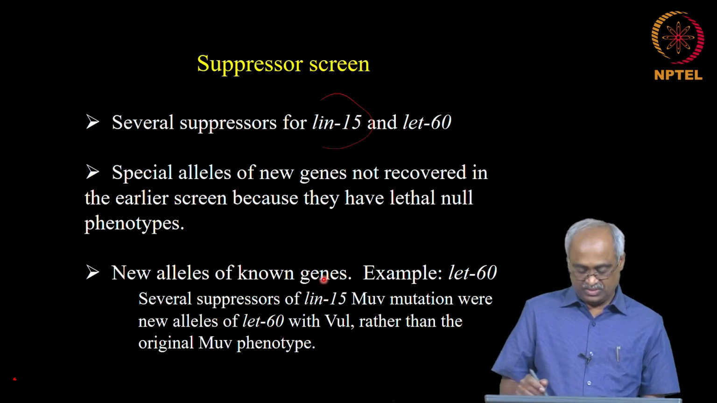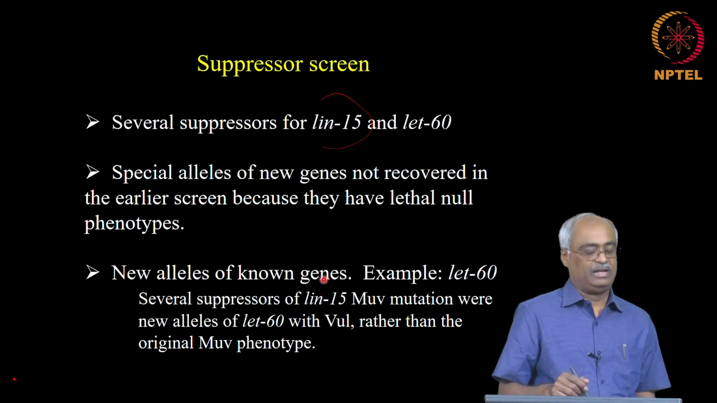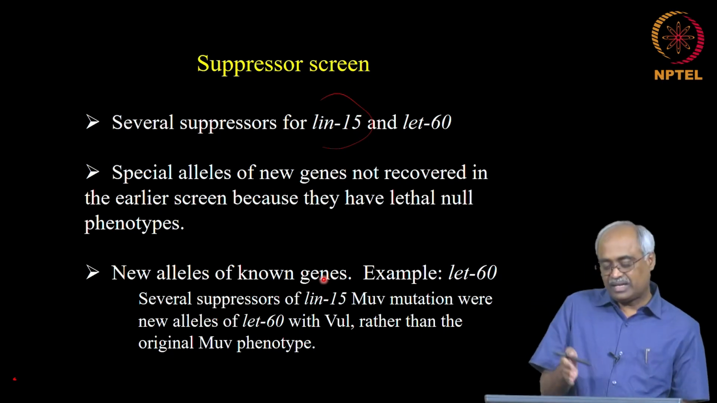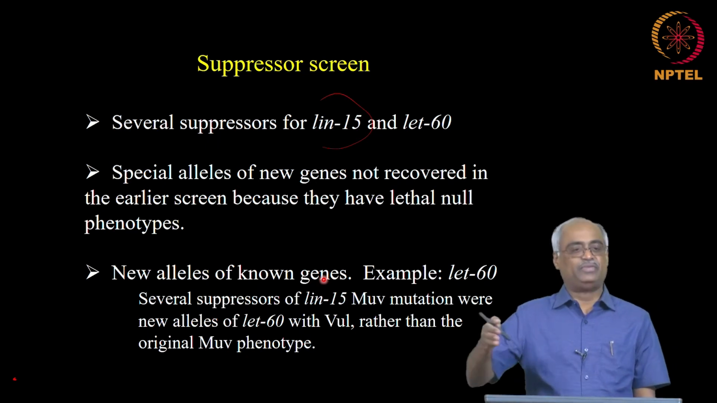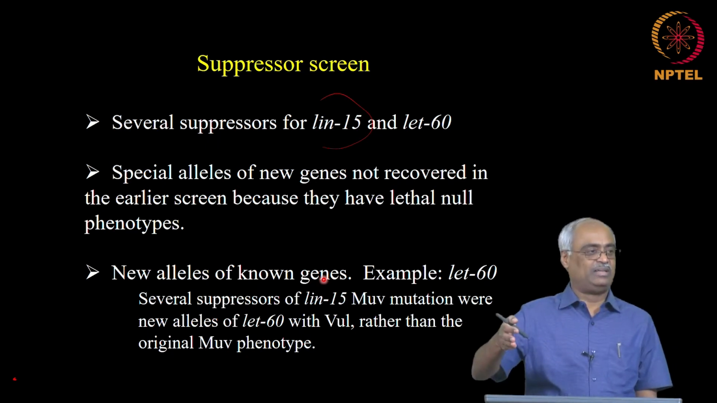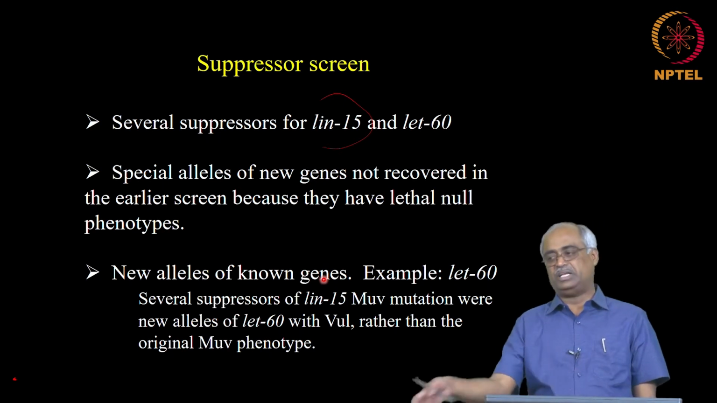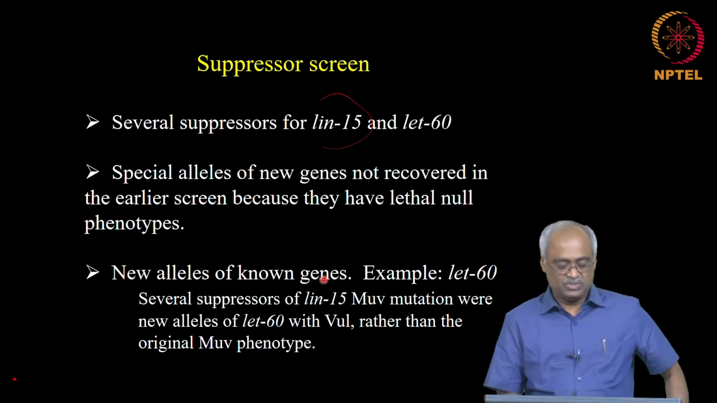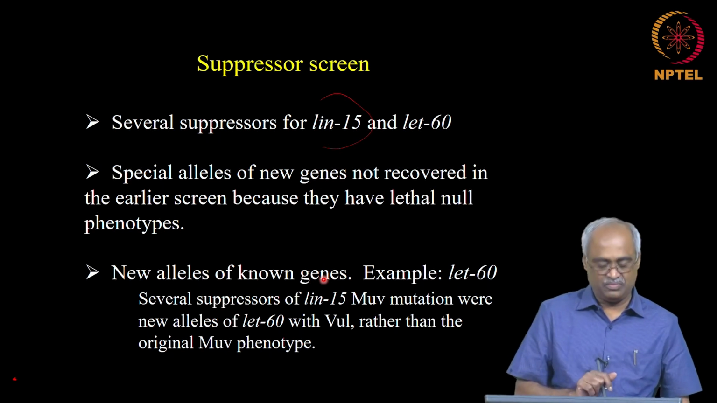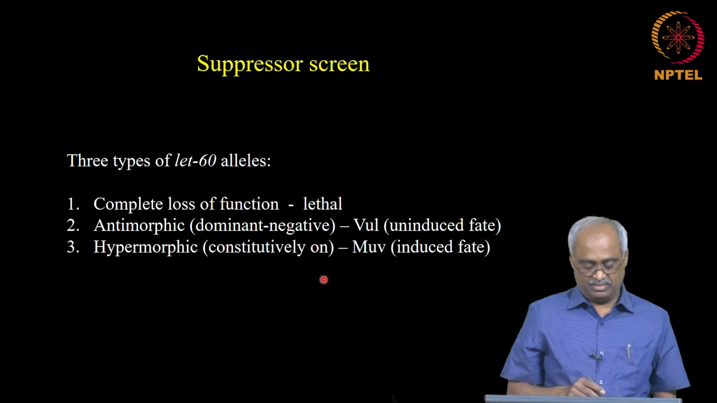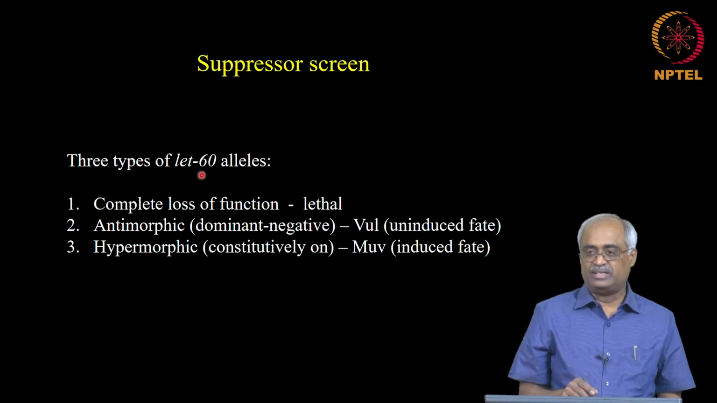So, these are the kind of alleles that you get when you do the suppressor screen. There are many different screens of this kind, and we are not going to go through all of them because we just want to get some good idea of genetics to continue on our development. This is just one example of a complex screen. After this sort of screen, they ended up discovering this for LET60.